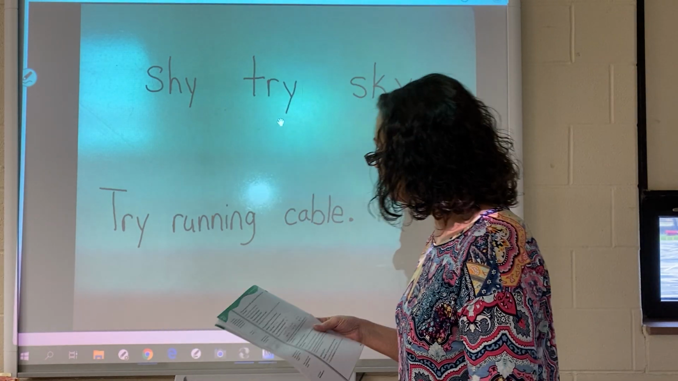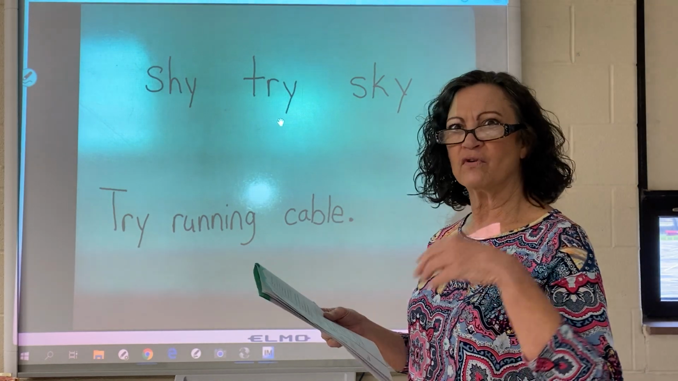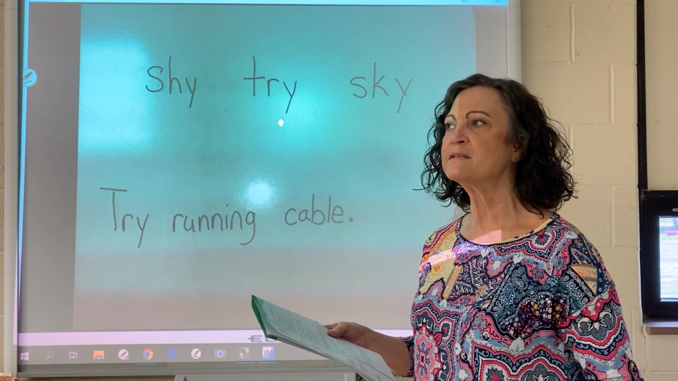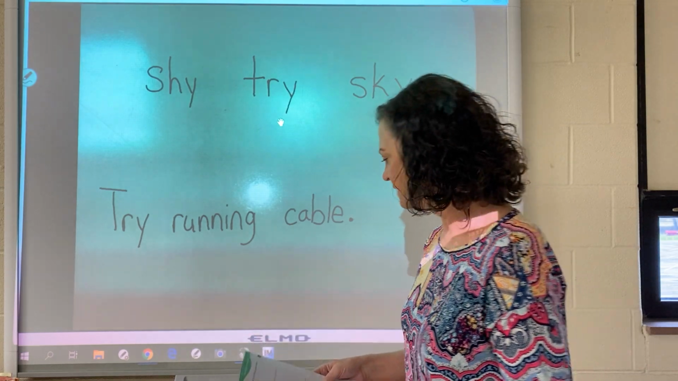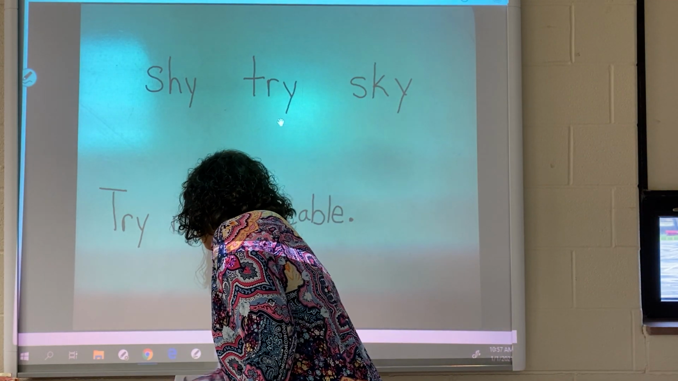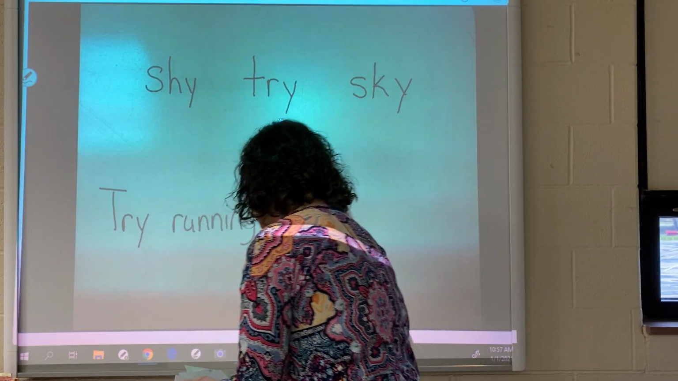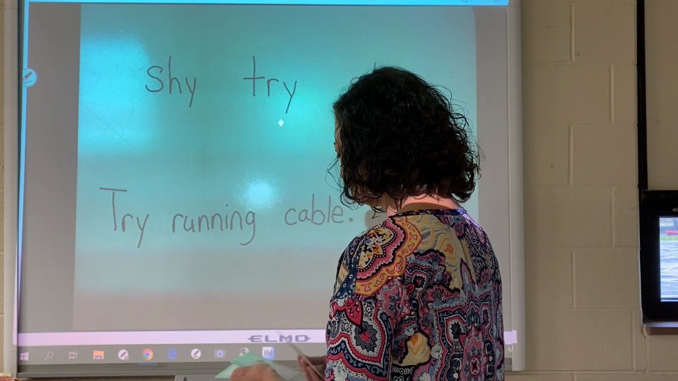Okay, so that's what we were just going to go over, is blends. They can come in the final position, middle position, or beginning position. All right, before we start on our lesson, we are going to go over some sight words that are new to you all.